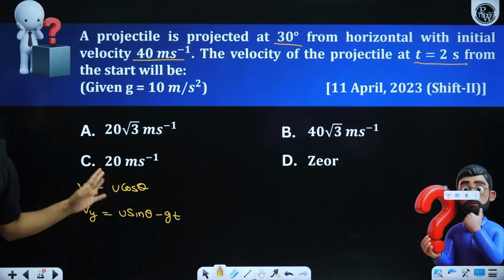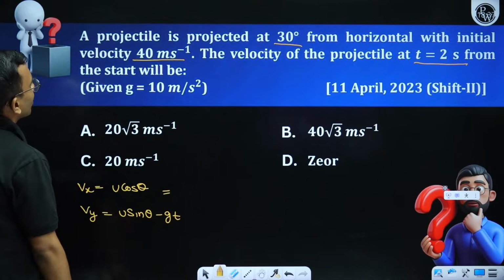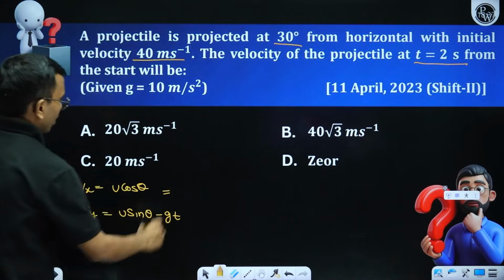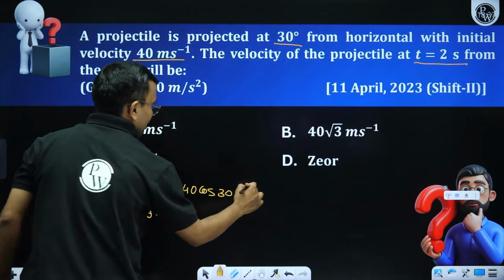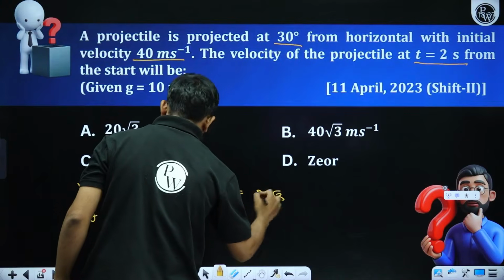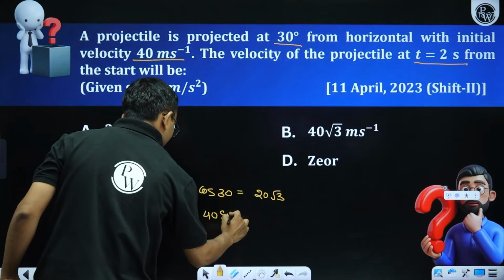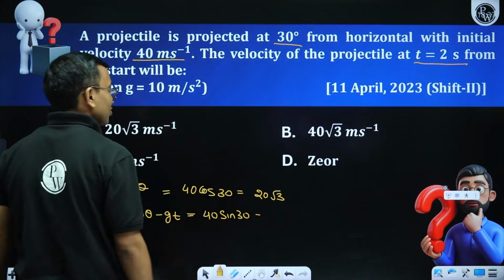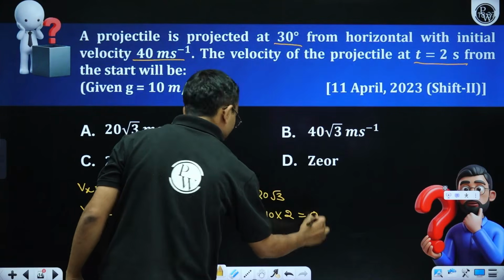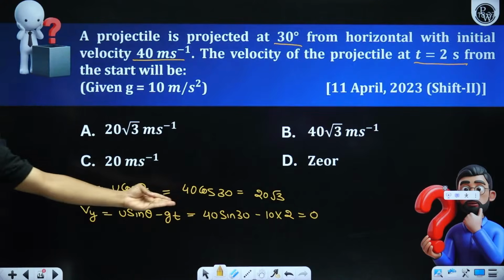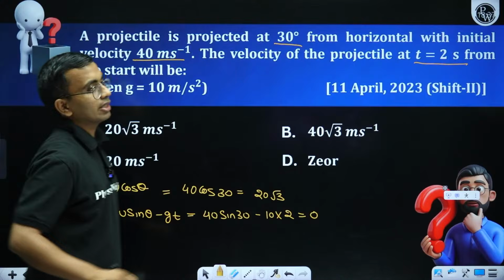You have to put the values. U cos theta. What is u? U is my 40 into cos of 30 degree. That comes out to be 20 root 3. Okay. U sin theta, 40 into sin 30 minus g into t. T is my 2 second. G is 10 into 2. This comes out to be 0 because sin theta is 1 by 2. 20 minus 20 is 0. Only the particle is moving along x-axis and the velocity is 20 root 3.